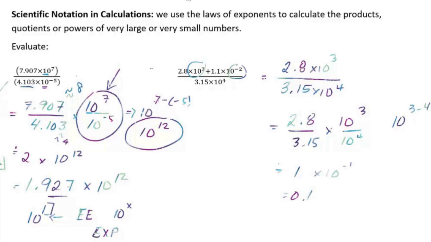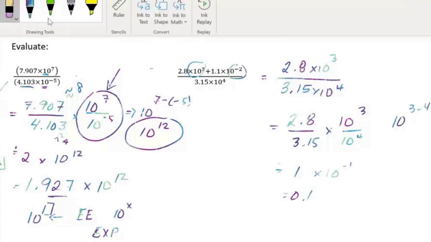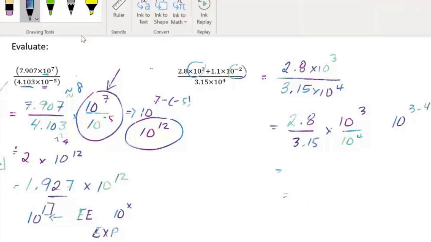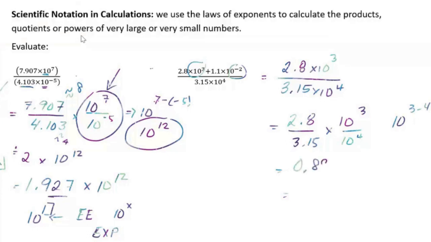Let's see if we actually get there. That's simply our estimate. Let's make sure we come up with the exact solution. And it is the exact solution that I'm looking for on a test. So 2.8 divided by 3.15 is 0.888 repeating. So at some point, we're going to round the last 8 to a 9. And of course, 10 to the power of 3 divided by 10 to the power of 4 is 10 to the power of negative 1.